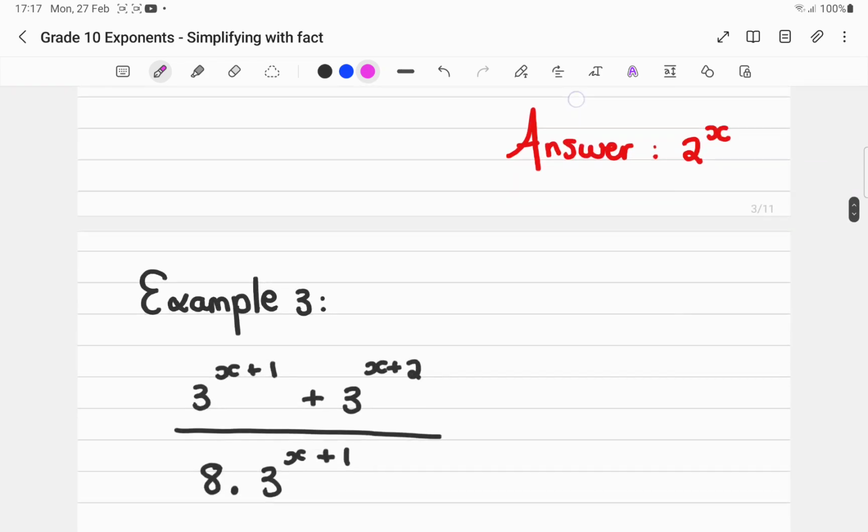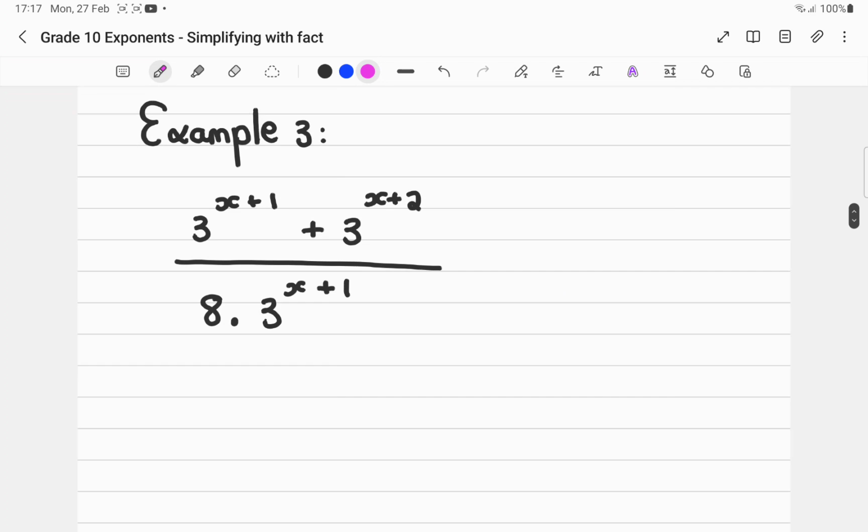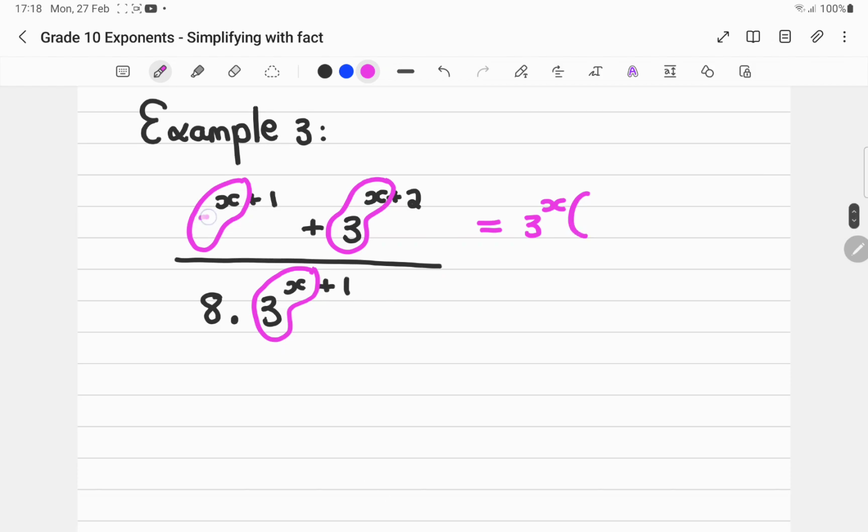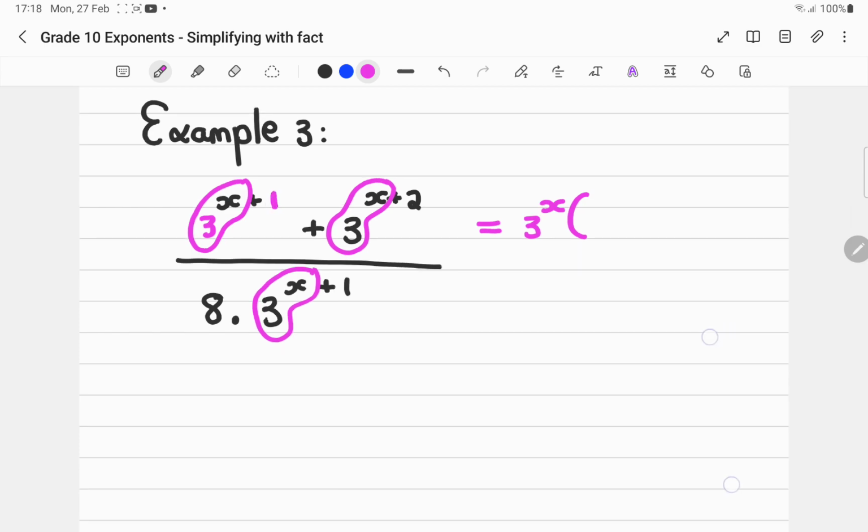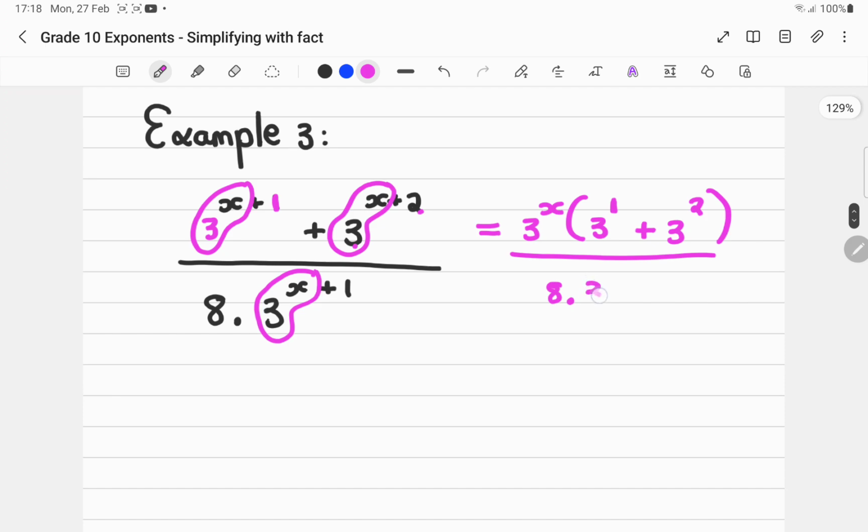All right. Okay, let's quickly look at the next one. I can already see 3 to the power x over here, 3 to the power x over there, 3 to the power x. So without splitting it, I don't like it because it overcomplicates my things. So I'm going to take out a 3 to the power x at the top, and what is left, as long as you remember the base goes with that exponent, there's a 3 to the power 1 left plus a 3 to the power 2, all over 8 times 3 to the power x times 3 to the power 1.